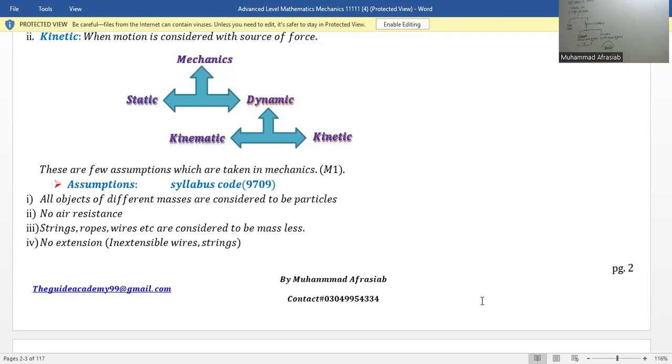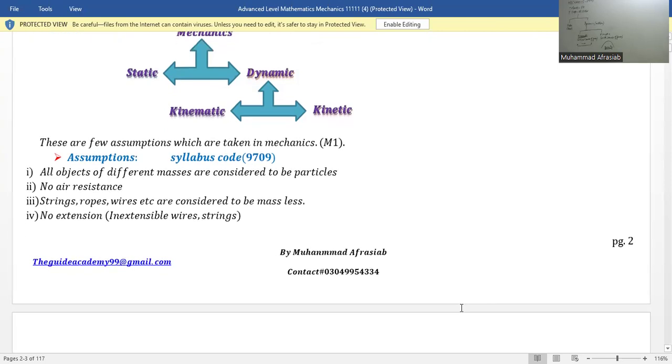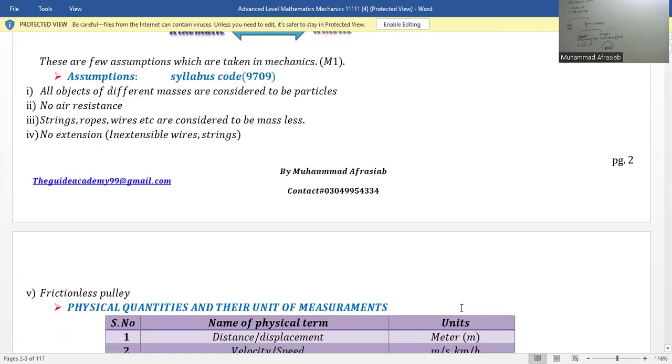Fourth, no extension. That means what? Strings, although they are extensible, but we consider inextensible wires or strings here. That means no Hooke's law will be applied in this part. Then no friction is there due to the pulleys. A pulley certainly offers certain friction, but we don't consider the friction of those pulleys. So pulleys will be considered as frictionless.